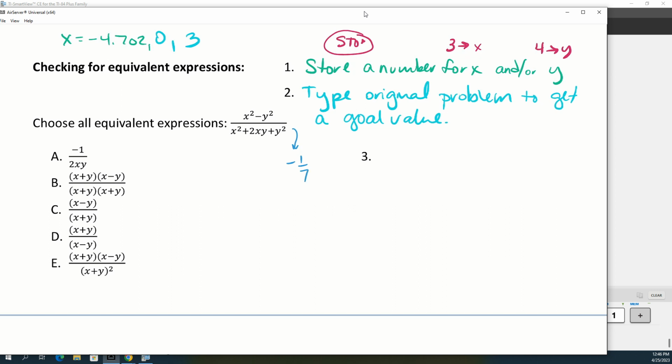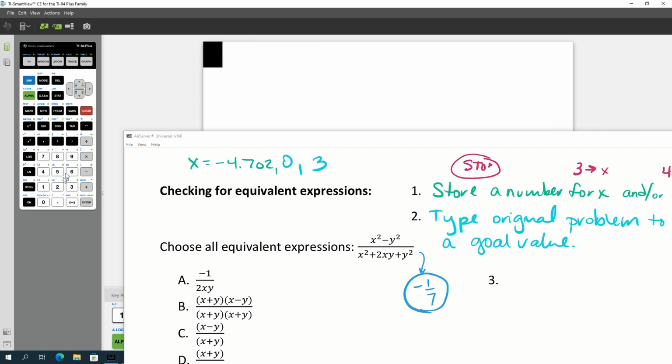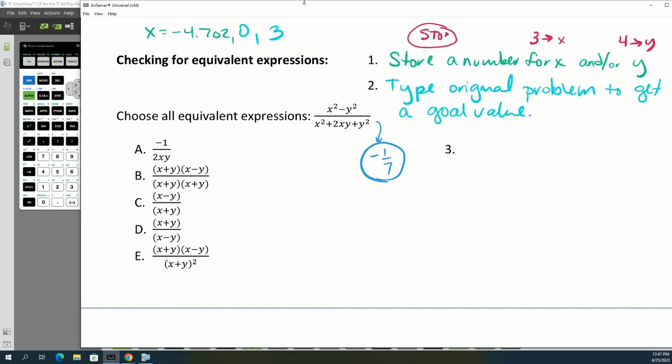All right, so negative 1/7 is our goal. That's what we're looking for. So then you just go back and you type in the answer choices, and any answer choice that gives you negative 1/7 is the equivalent. Again, this does take some time. Some of these you can do in your head. Like if you know that x is 3 and y is 4, there's no way that this is going to give you negative 1/7. But we'll check it. Definitely not. It gave us negative 1/24.